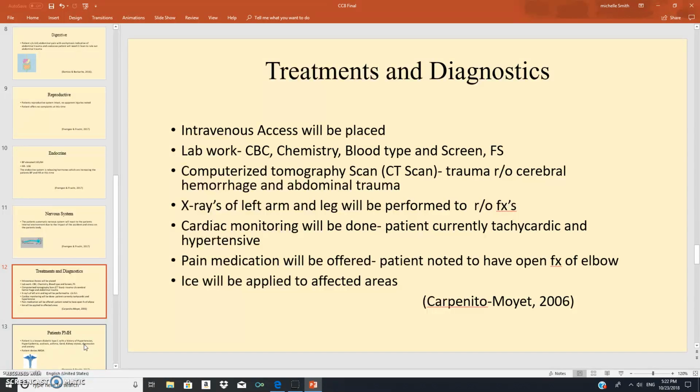Cardiac monitoring will be done. Patient currently tachycardic and hypertensive. Pain medication will be offered. Patient noted to have open fracture of elbow. Ice will be applied to affected areas.